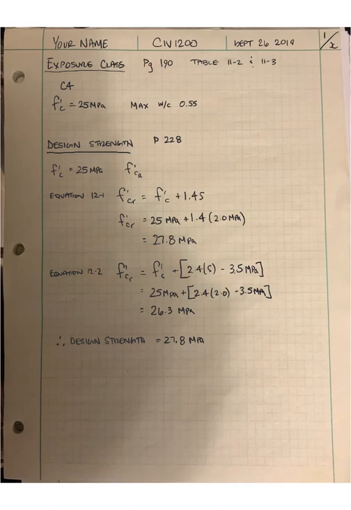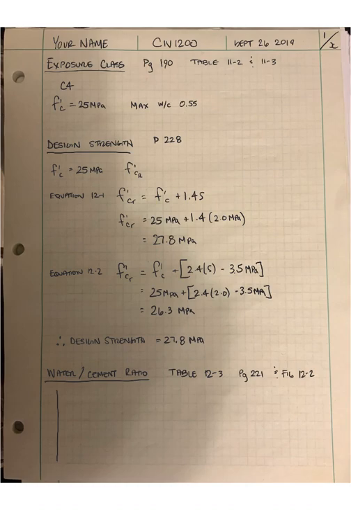Okay, then we have our water to cement ratio. Water to cement ratio is going to be found on table 12-3 on page 221 and figure 12-2.